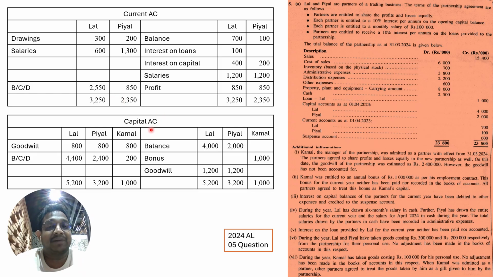And when it comes to the capital account, you have to record the recruitment of the new partner in the capital account. So Lal and PL's opening balances are given as 4,000 and 2,000. And Kamal's capital, that bonus they treated as capital, and then the goodwill adjustment. So always, either recruitment or retirement, that doesn't matter, you have to adjust the goodwill for the old ratio credit and for the new ratio debit. So that's how you have to do the partnership correction here.